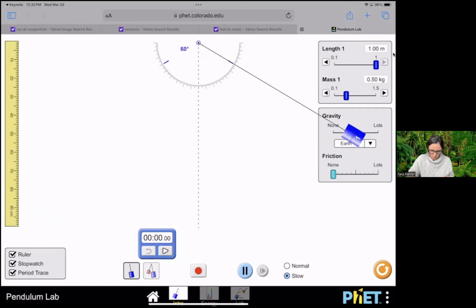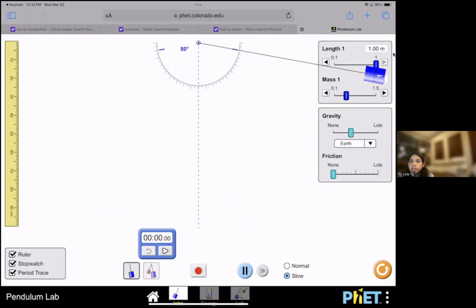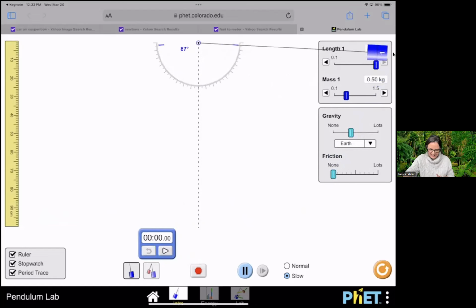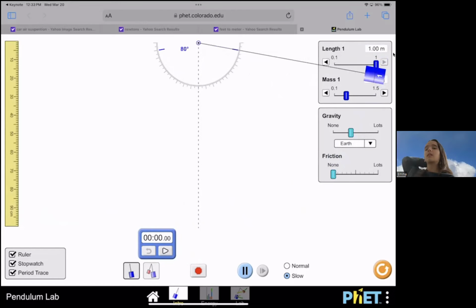All right, I'm going to go way up here. Do you all want to go all the way up here? 90? Let's do 90. Weird number. 80, let's do 80. And are we still thinking the swing should take 2 seconds? Yeah, maybe. Okay, let's begin.